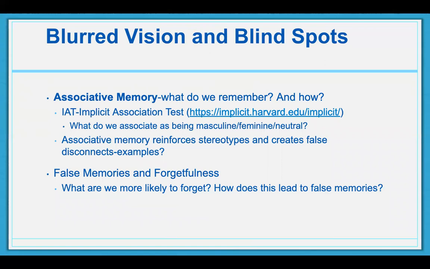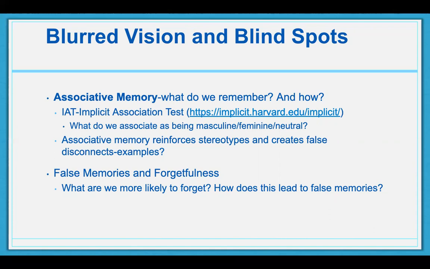Now, I talk about this as easy, but easy isn't the same thing as accurate or right. And so your book talks about how by wearing these gender glasses, it does result in blurred vision and blind spots, meaning it doesn't always allow us to see clearly, and it sometimes encourages us to miss some things completely. And it talks specifically about research that shows this is related to associative memory, right? How do we remember things? We remember things in relation to one another. And there are tests for this.